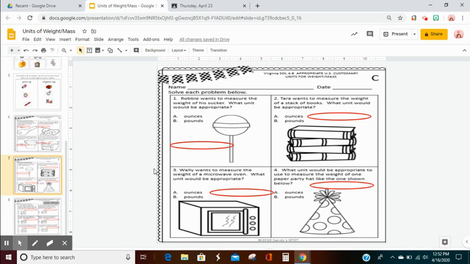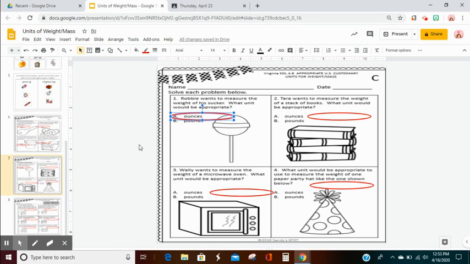Robbie wants to measure the weight of his sucker. What unit would be appropriate? So ounces, slice of bread, 1 box of butter. Is the sucker going to be closer to the way the bread feels or the box of butter? Yeah, it's a lightweight item, so that one would be ounces.